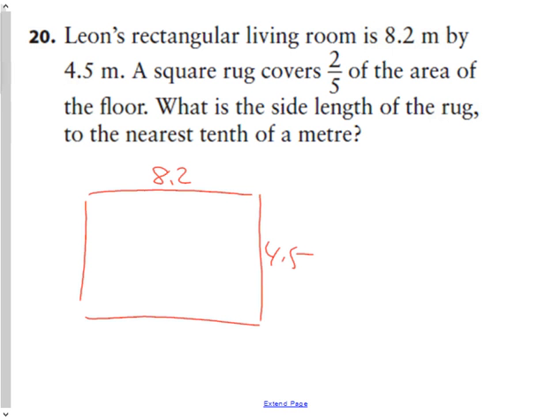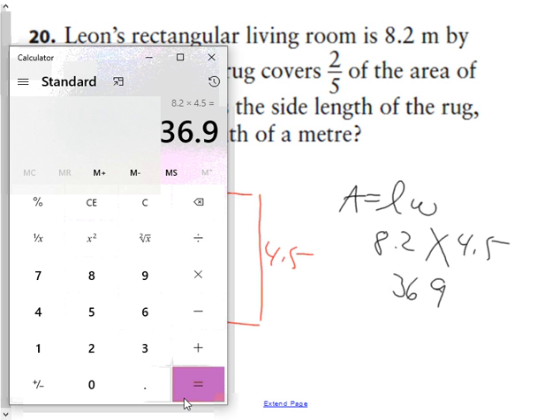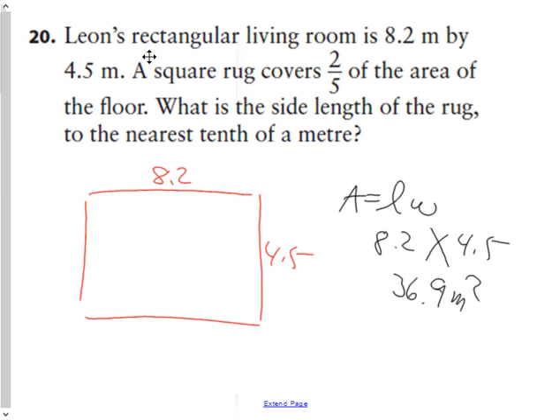Well, in order for us to figure that out, I need to know what the area of this room is first. To determine the area of a rectangle, the formula is length times width, or LW. So if the length is 8.2, and I multiply that by the width of 4.5, and grab my calculator, what's 8.2 multiplied by 4.5? The area of this room is 36.9 meters squared. That's step one, to calculate the area of that particular room.